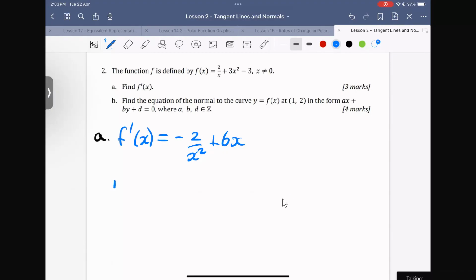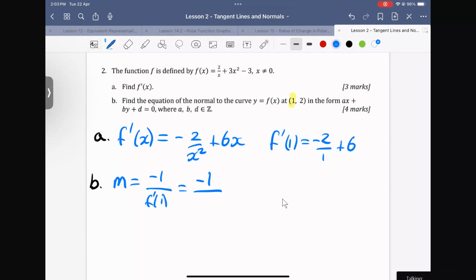So we need to find the gradient now. The gradient is equal to minus 1 over f prime of our x value, 1. So let's find f prime of 1 here. We get minus 2 over 1 plus 6, which is equal to 4. So the gradient is minus a quarter.